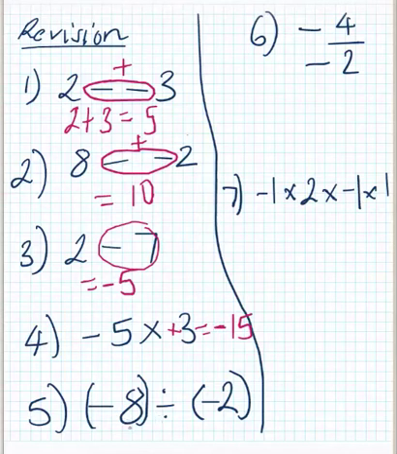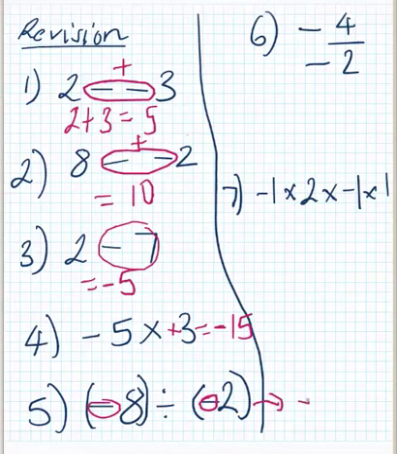Number 5, so this one has brackets. Once again, the brackets don't have to be there, but sometimes they're there. So we've got negative 8 divided by a negative 2. We can see we have two negatives. There's one there and one there. And also two negatives, because it's even, an even amount makes a positive. So that's another way of looking at it.